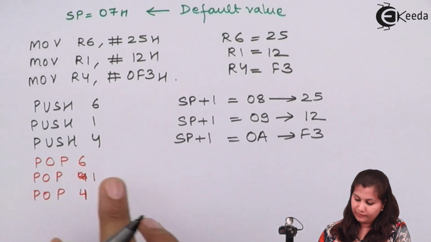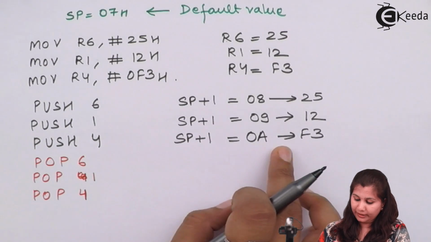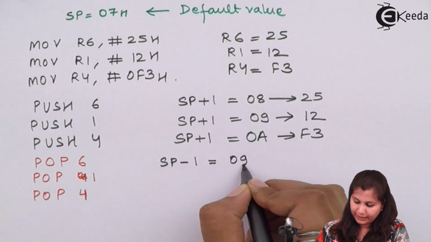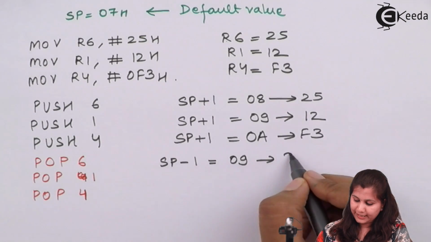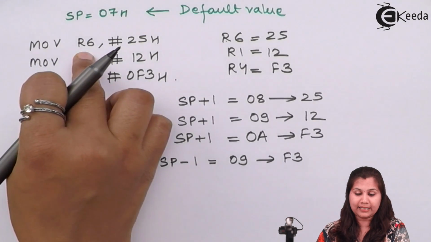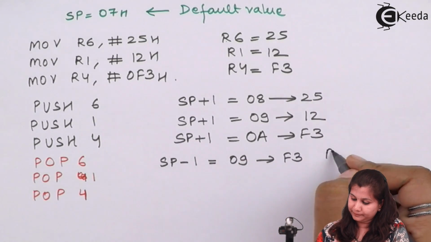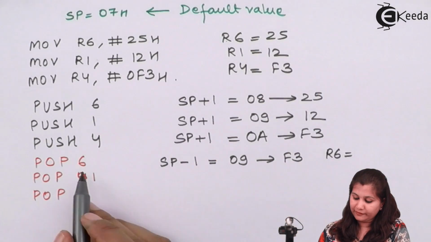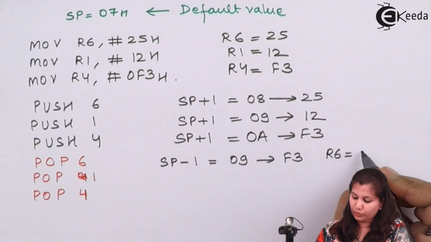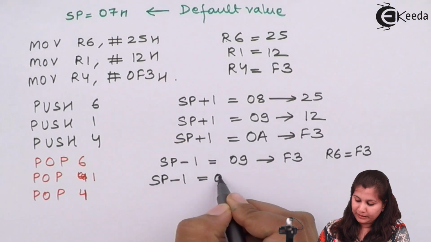So now we have the stack pointer at 0A, so this will be decremented, it will become 09. Okay, and this F3 will be restored. F3 will be stored at the 6th register. Now the content will be F3. Earlier it was 25, but we have retrieved the value as F3, so F3 will now be stored in this register. Again the stack pointer is decremented, it will become 08.